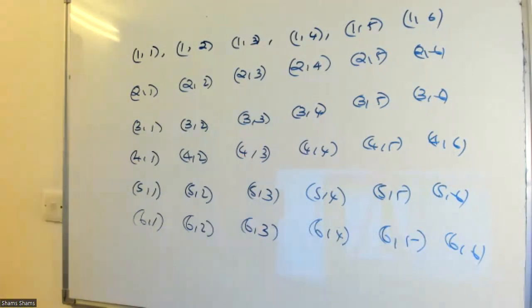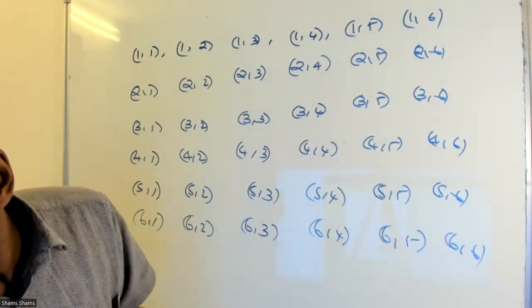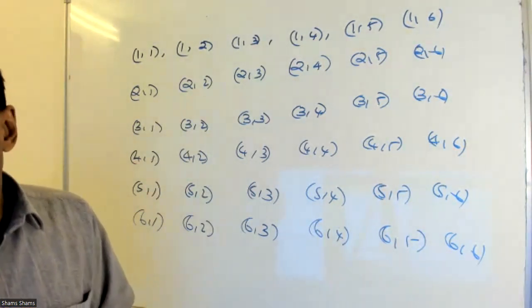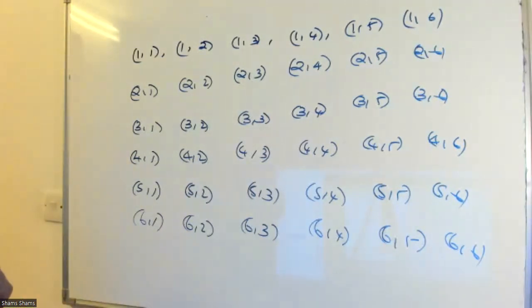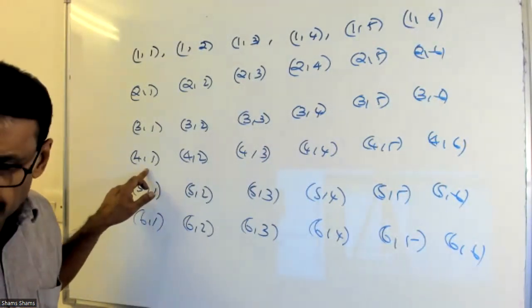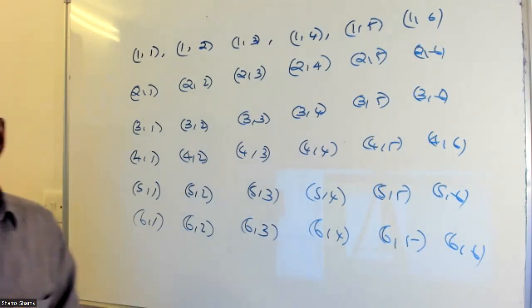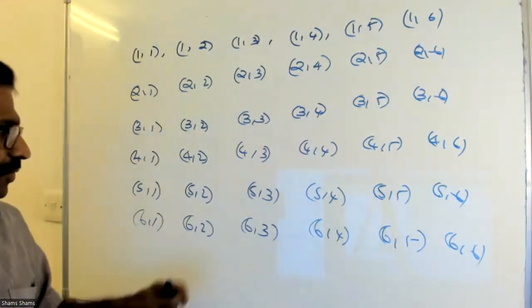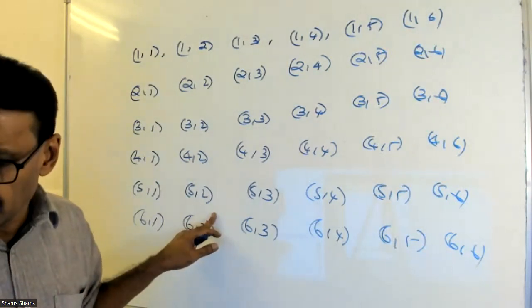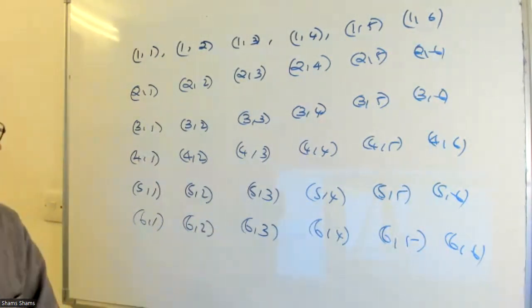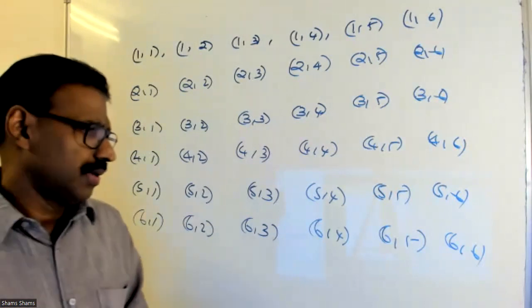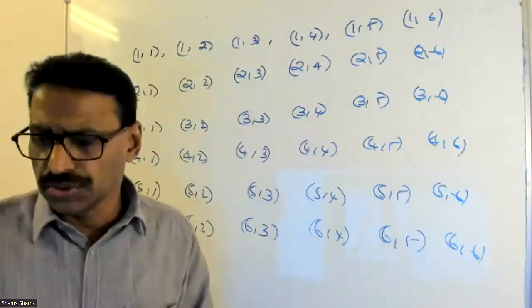Ashwant. 4, 1. Okay. Enough. Preeta, after 4, 1. So 4, 3. Okay. 5, 2. Okay. 5, 6. Wait. Okay. Preeta, after 5, 2. Priyanshu, after 5, 2.